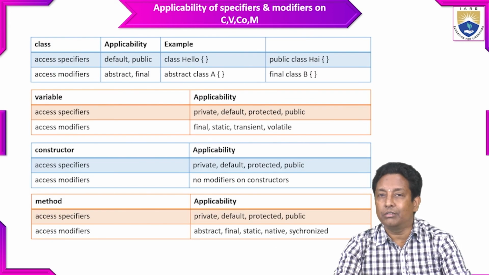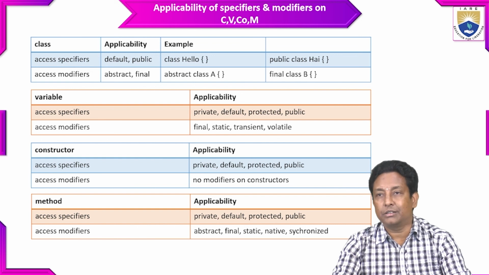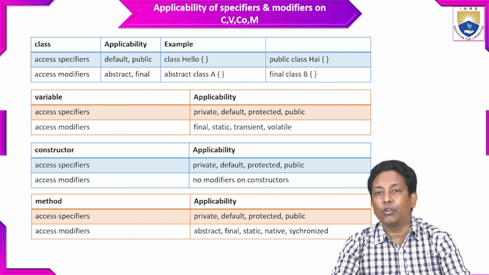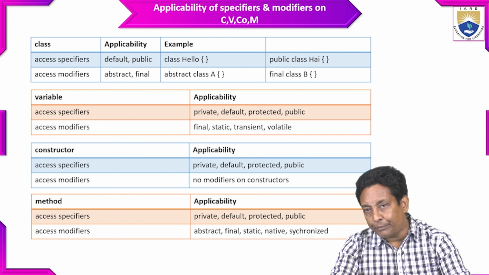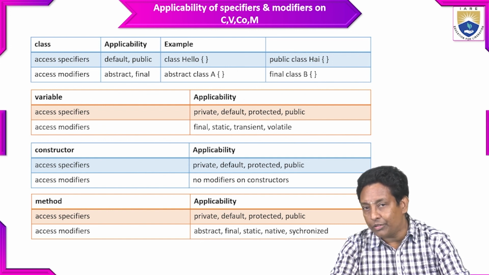In the next session, we'll see this. To variable, what we can apply: access specifiers private, default, protected, public. Modifiers: final, static, transient, volatile. To constructor, all four access specifiers can be applied. Coming to the modifiers, to constructor, we cannot apply any modifiers.